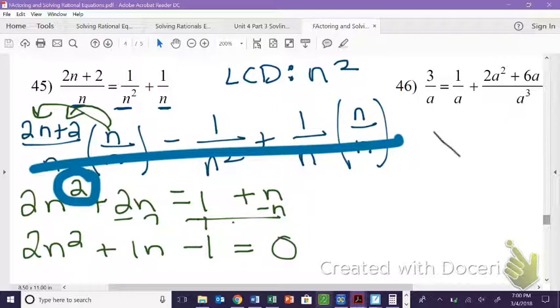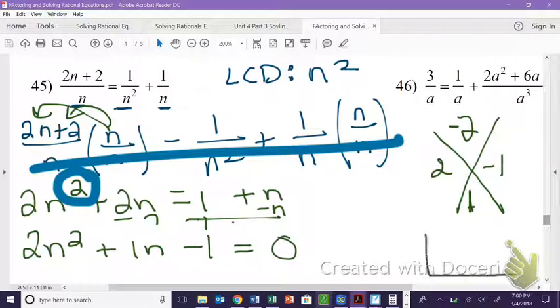So now we have the quadratic. Since the leading coefficient is greater than 1, we're looking at 2 here, and then a negative 2 here, because 2 times a negative 1 gives you a negative 2, and we're looking at the two numbers that will give you 1: 2 and negative 1. Hopefully you saw that, because this is a very basic number. The only factors of 2 are 2 and 1. So that's why I knew how to do that. 2n squared, 2n, a negative 1n, and then finally negative 1.